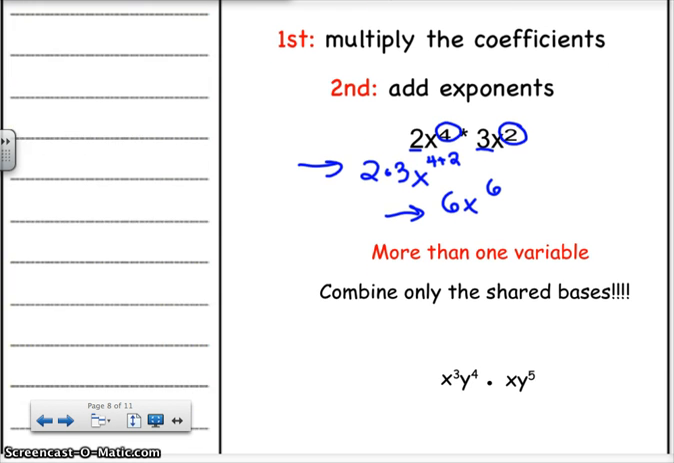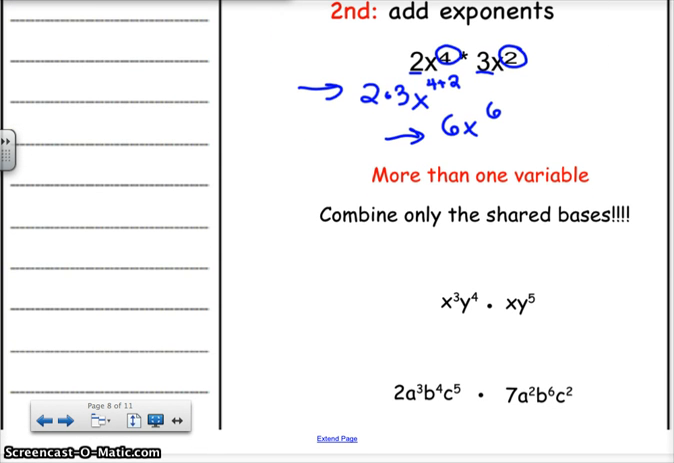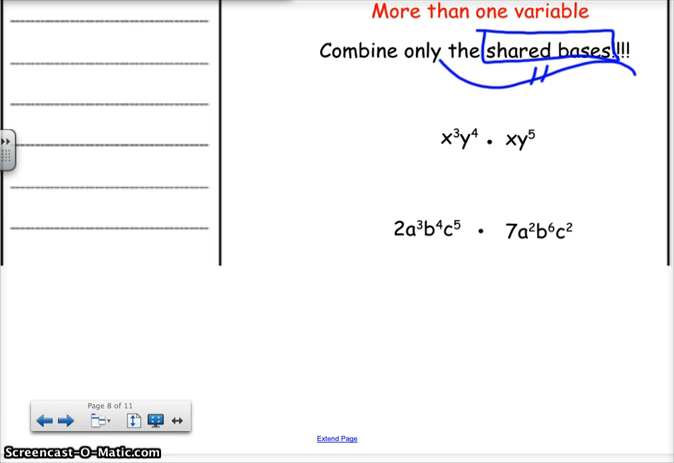Okay? Going to more than one variable, all you do is combine the shared bases. Okay? So box off shared bases. That's what you care about, shared bases. Box it off, shared bases. Okay. So what can I combine the x with? Do I combine it with the y, yes or no? No, this should be x to the 3 plus 1. Do you agree with me? Yes or no? Yeah. Yes.